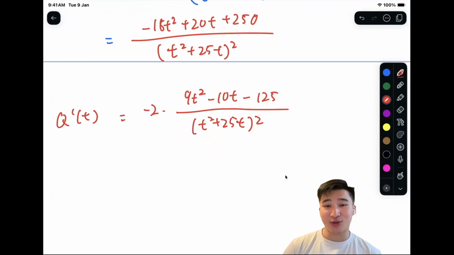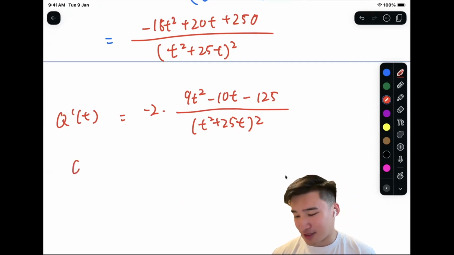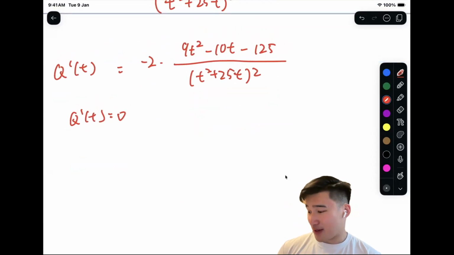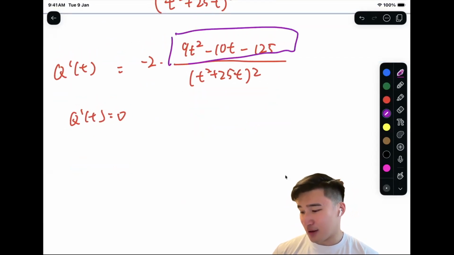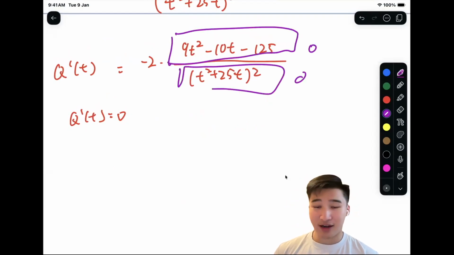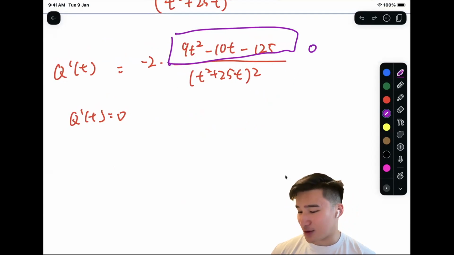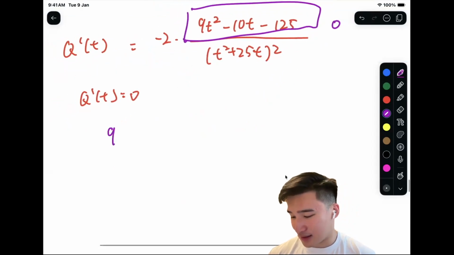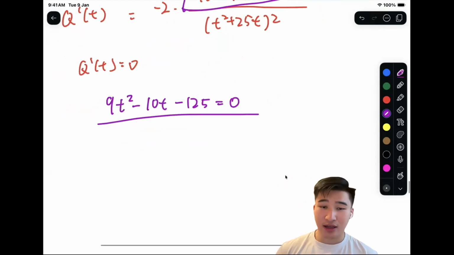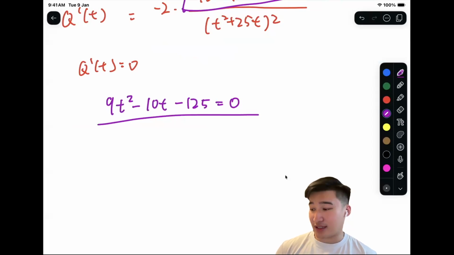Now we can finally go to optimization. Basically, we're asking what happens when Q'(T) is 0. We have a bunch of stuff here, but all we have to do is focus on the numerator, because only if it is 0 does the entire thing become 0. If the denominator is 0, the entire thing goes to infinity, which doesn't make sense, right? So all we have to do is take 9T squared minus 10T minus 125 equals 0. This is a quadratic equation, and we can find T.